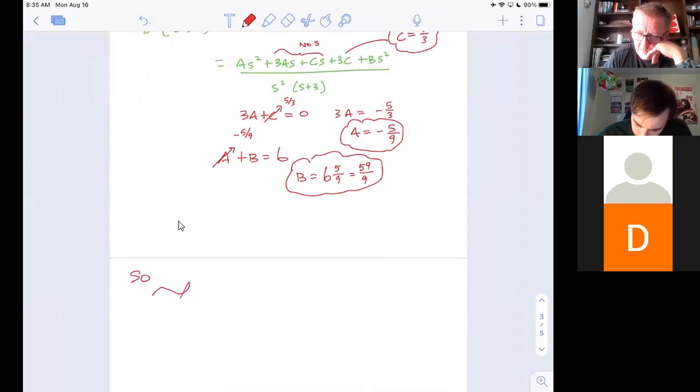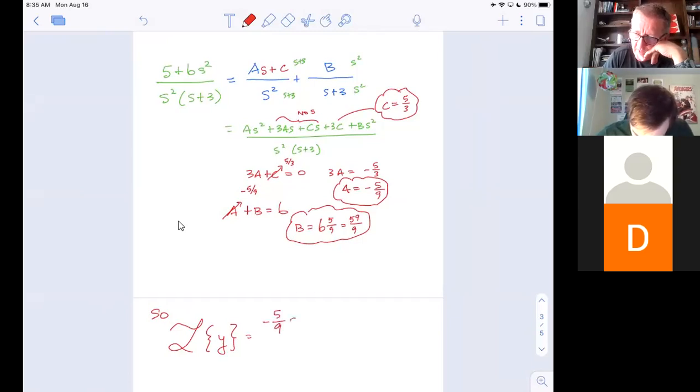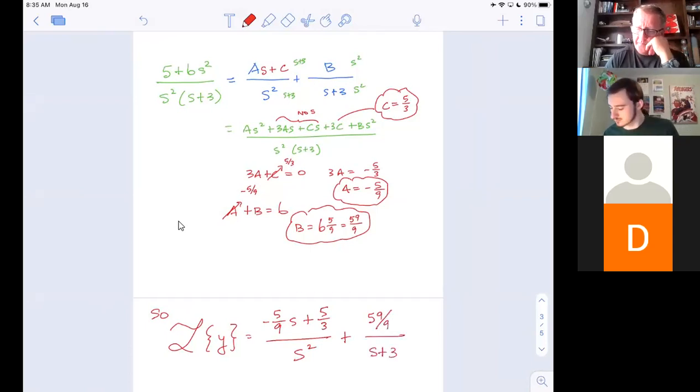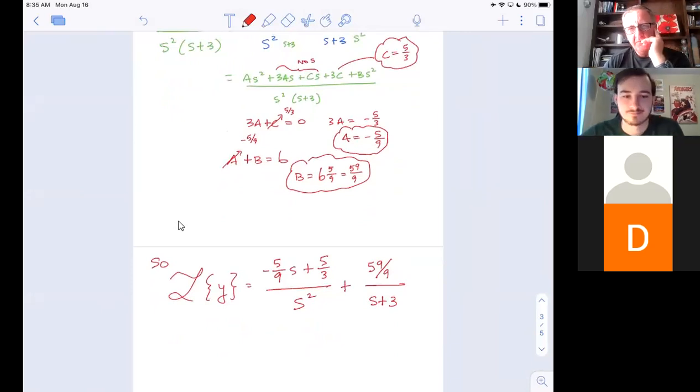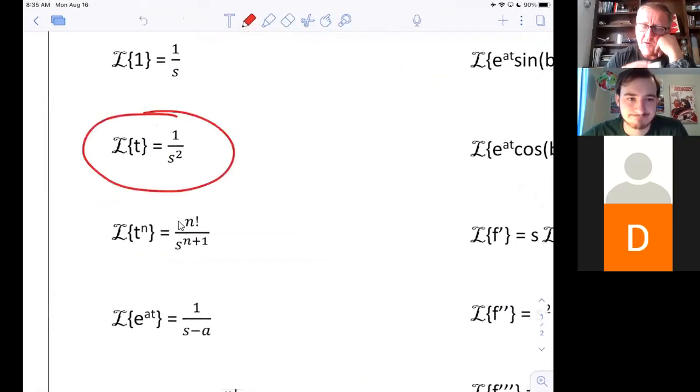So we can now say that the Laplace transform of y is now equal to not the ugly fraction it was before, but A S plus C, we said A was negative 5/9, S plus C plus 5/3, and that was all over S squared. And then B over S plus 3, but B was 59/9. So those are pretty ugly expressions, but do you see that, hey, look, junk over S squared. Now, as I said the other day, notice there's a 1 on top. We don't have a 1 on top. We have a 59/9 up there.